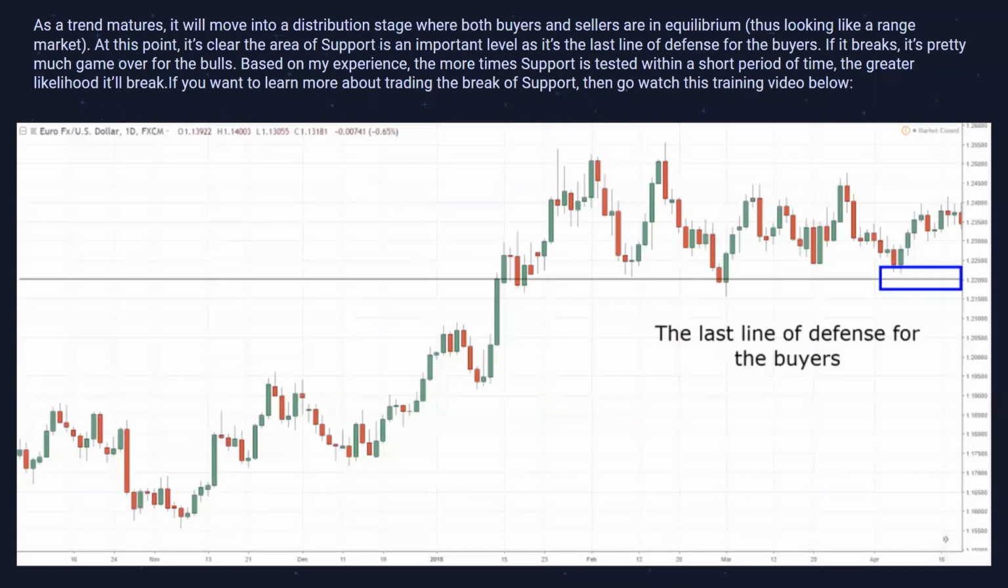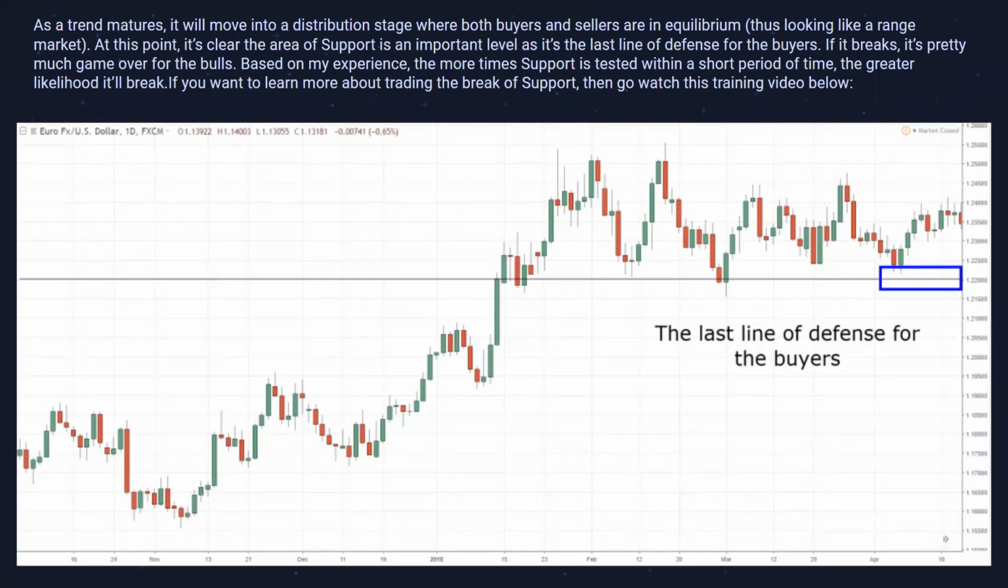As a trend matures, it will move into a distribution stage where both buyers and sellers are in equilibrium. This looks like a range market. Range also means consolidation. At this point, it's clear the area of support is an important level as it's the last line of defense for the buyers. If it breaks, it's pretty much game over for the bulls. The bulls mean the people that are buying. Bears are people that are selling.